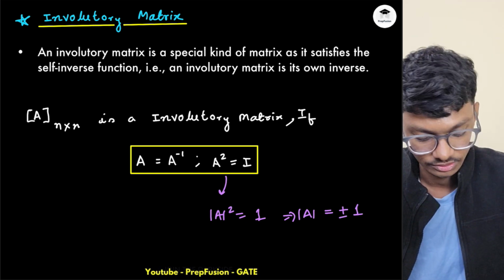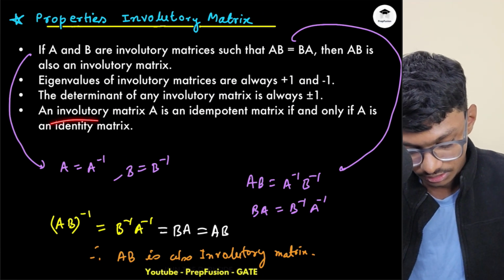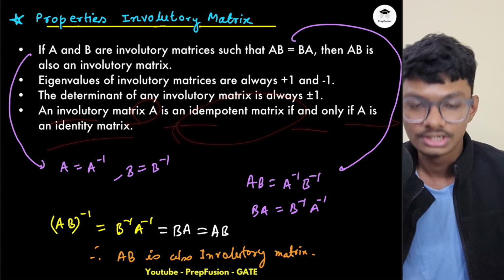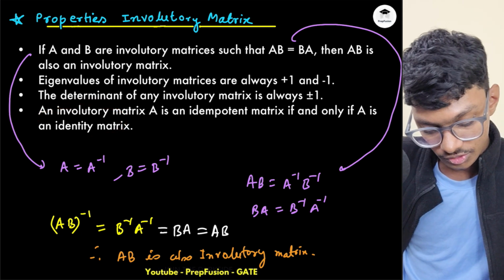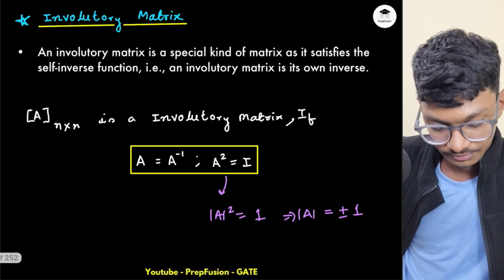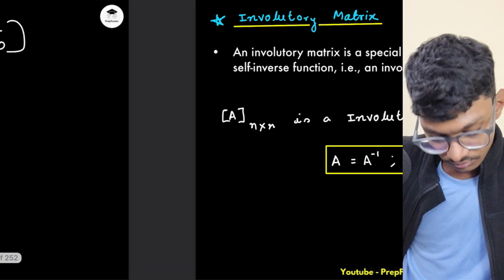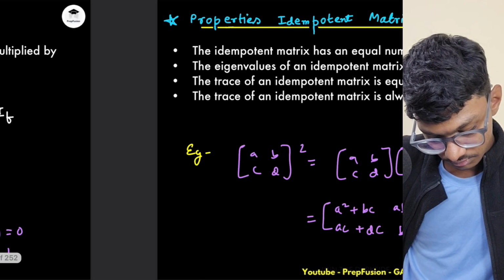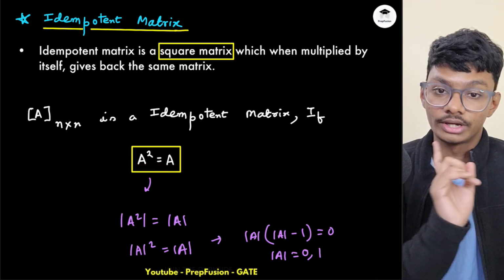This will be equal to plus minus 1. Okay, so the determinant of A is plus minus 1. The involutory matrix A is an idempotent matrix if and only if A is an identity matrix. If A is an identity matrix, then it will also be an idempotent matrix, because if A is an identity matrix, I square equals I itself. So this satisfies this condition also, and this satisfies I square equals I. Okay. So yeah, we got the example, right?